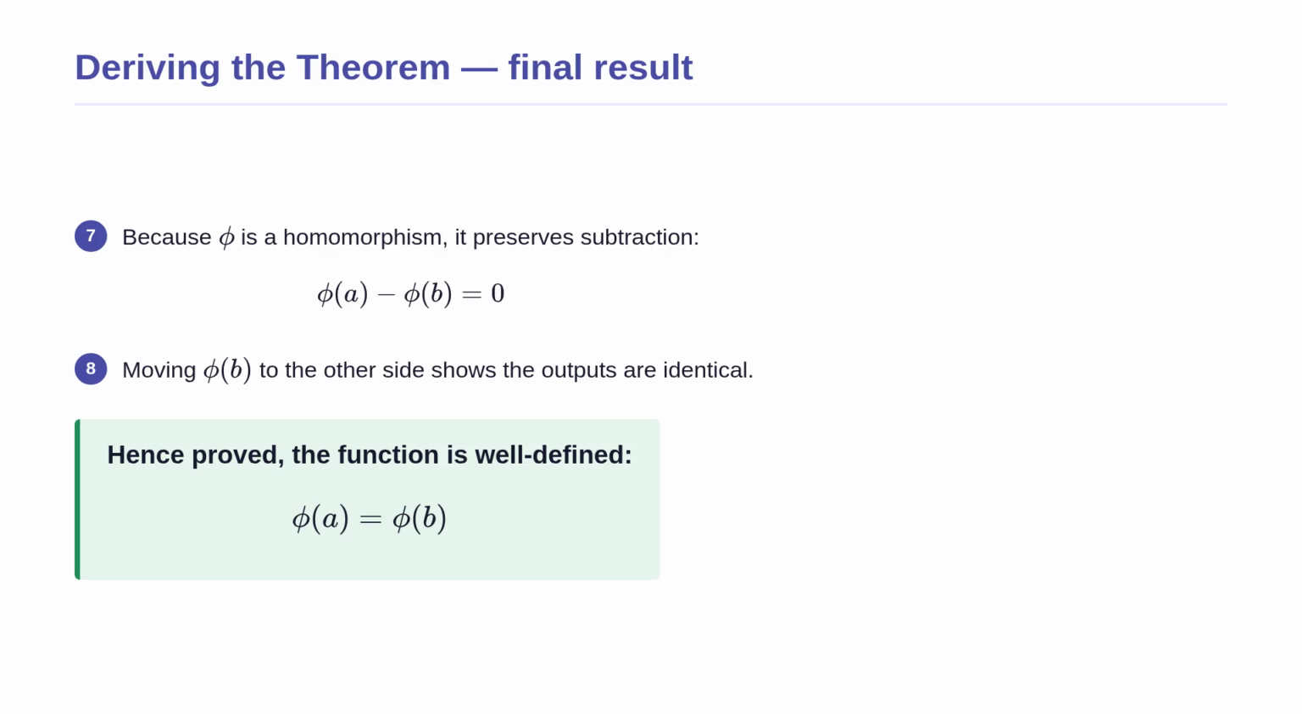Finishing our well-definedness check, splitting the function shows that phi of A minus phi of B equals 0. Moving phi of B to the other side proves that phi of A and phi of B are exactly the same. This proves our new function psi is well-defined. No matter which item you pick from the group, the output is identical. The rest of the proof, showing it preserves addition and multiplication and is a one-to-one mapping, follows directly from the properties of phi. This gives us our final proven result.